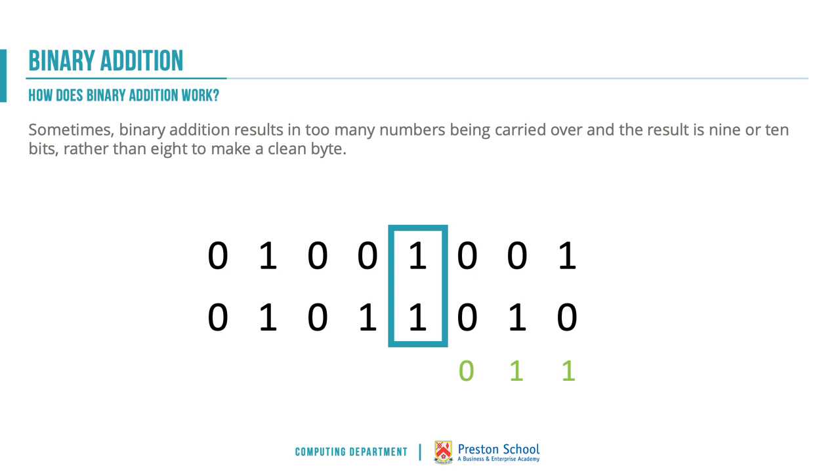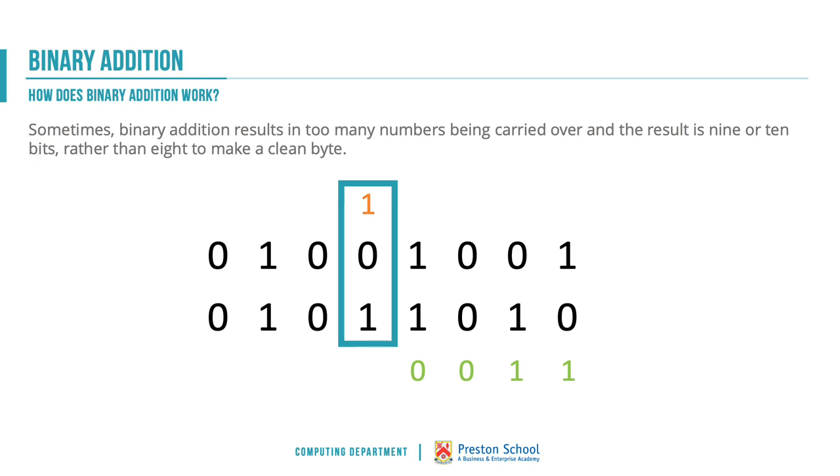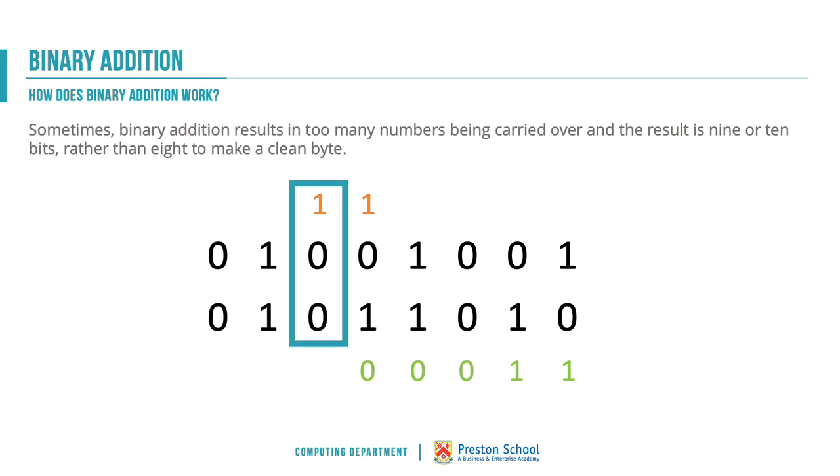The next column is the first one where we've got a slightly more complex calculation to undertake. A 1 and a 1 makes 1, 0. I put a 0 in the current column and I carry my 1 across. This means that in my next column, I'm adding a 1, a 0 and a 1, or two 1s together. So again, I put a 0 and I carry my 1 across. In this column, I'm now adding a 1, a 0 and a 0, which we know equals 1.